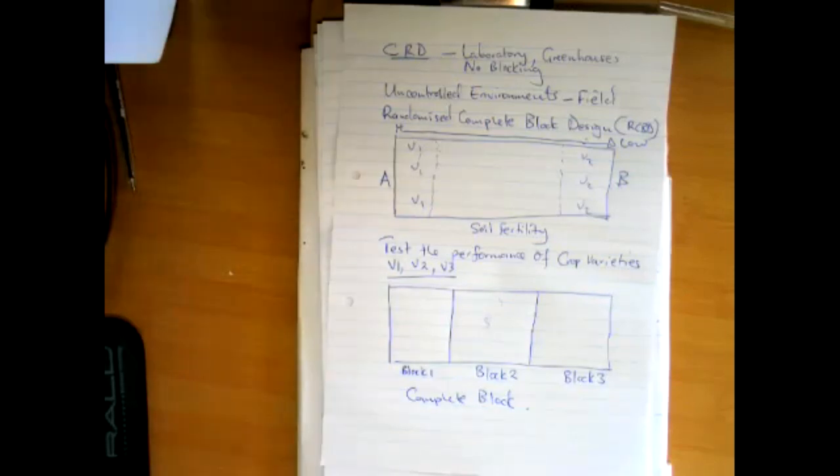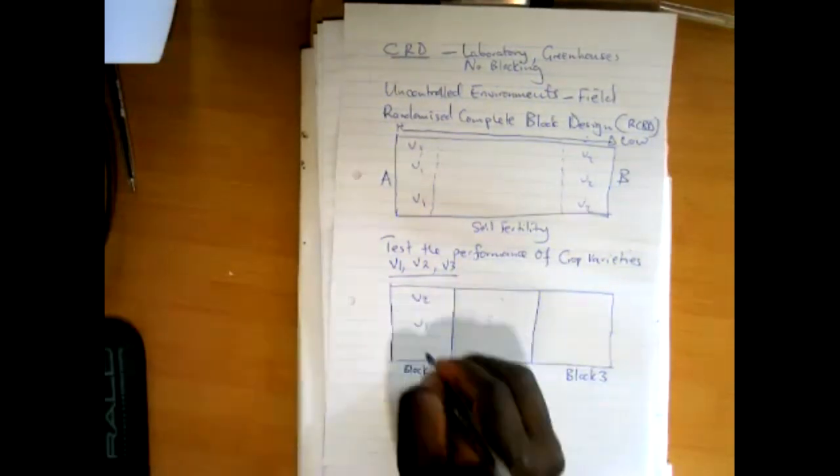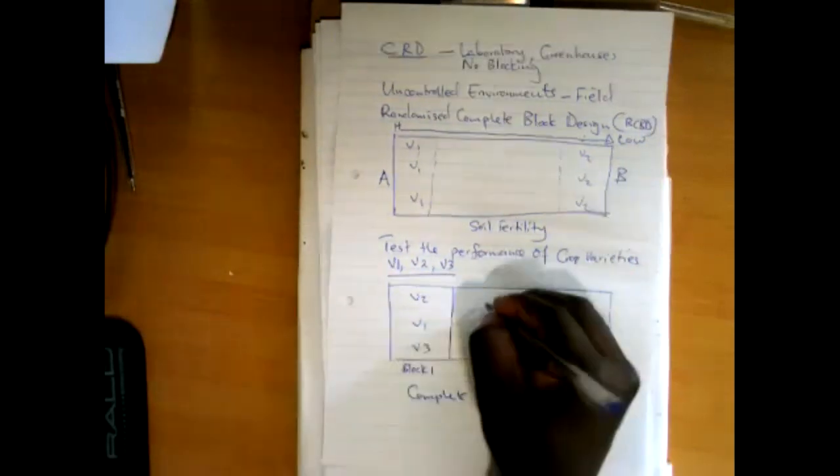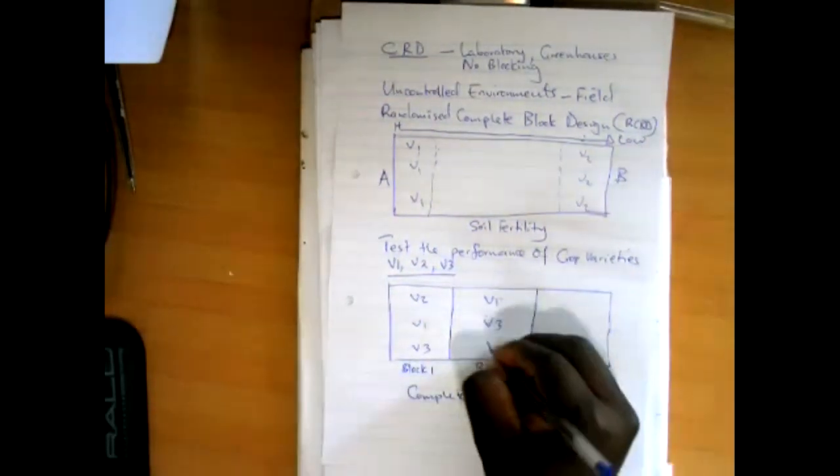So because we are randomizing, remember this is complete randomized block design. So we are randomizing within a block, and we make sure that each treatment appears in a block. So we will have variety 2, variety 1, variety 3 appearing. So in other words, you can compare the performance of variety 1, variety 2, variety 3, because all of them are subjected to high fertility. Now, in block 2, because we are randomizing, we can have V1 coming first, V3 second, and V2 coming third.